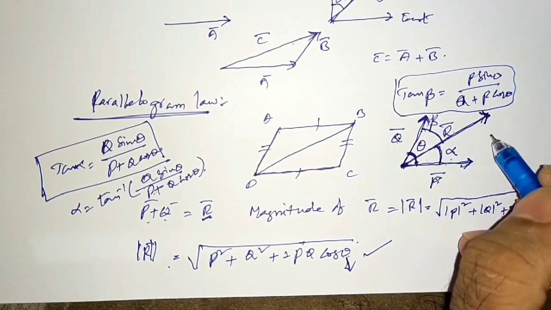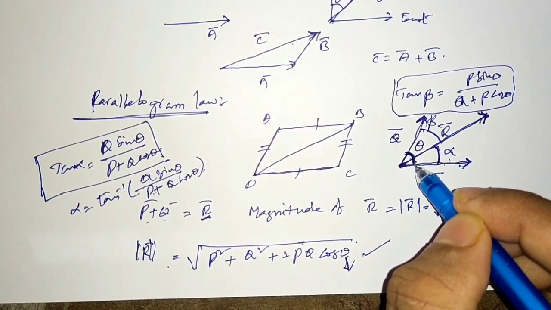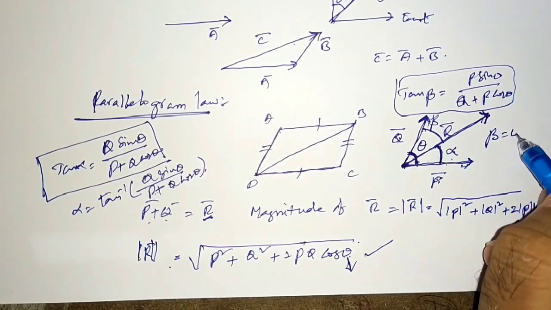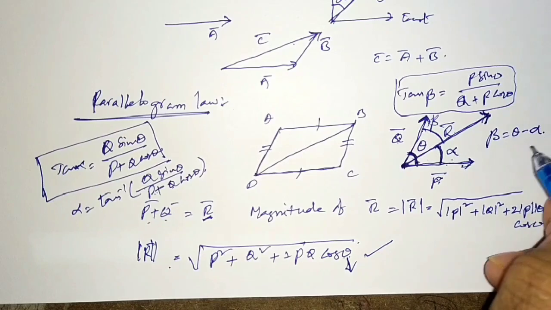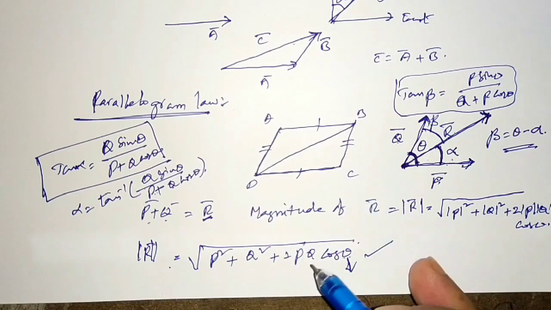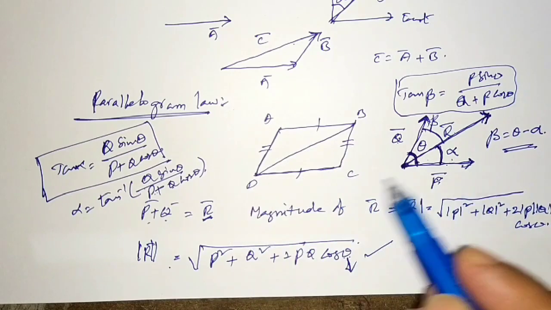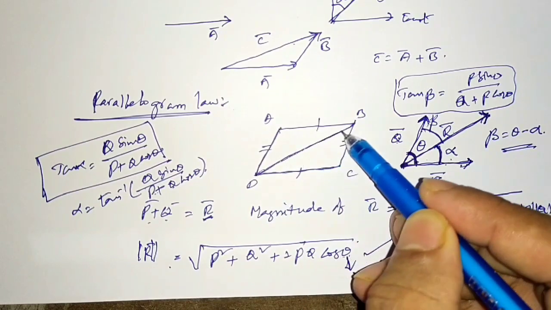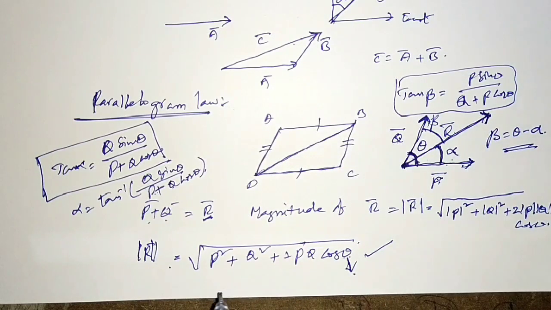Or else you can do simply one thing. This total is theta and this is alpha. Then beta can be written as theta minus alpha. Simple. Got it? Very good. So in this way, by using the resultant vector's magnitude and direction formulas, we can calculate the resultant vector's magnitude and direction. Right?